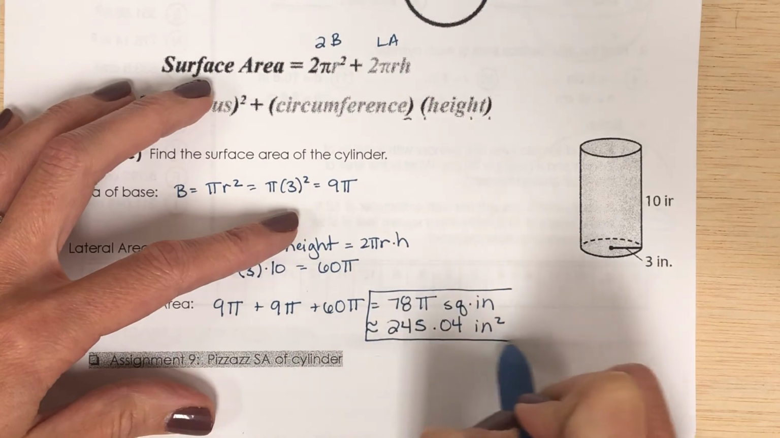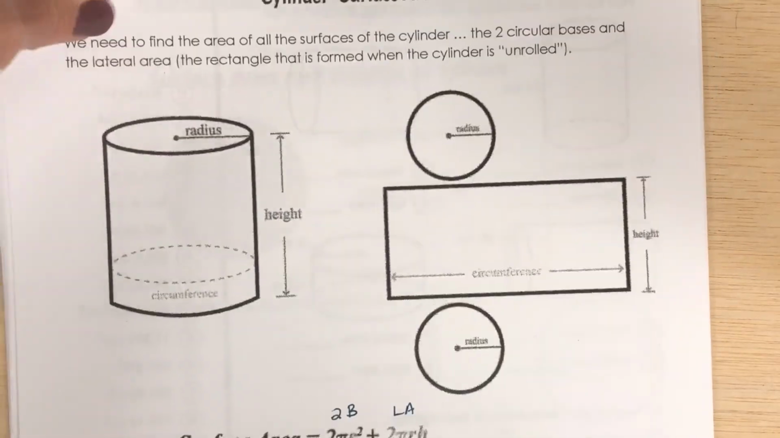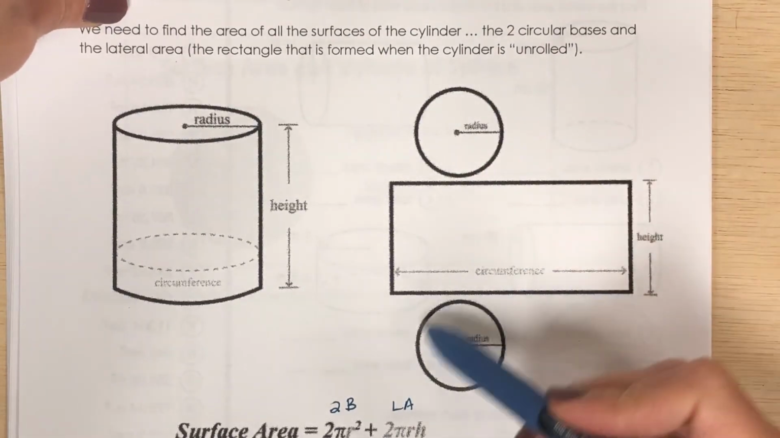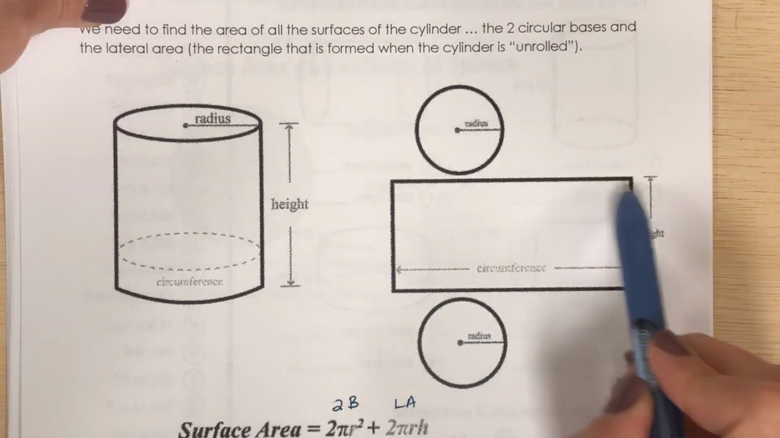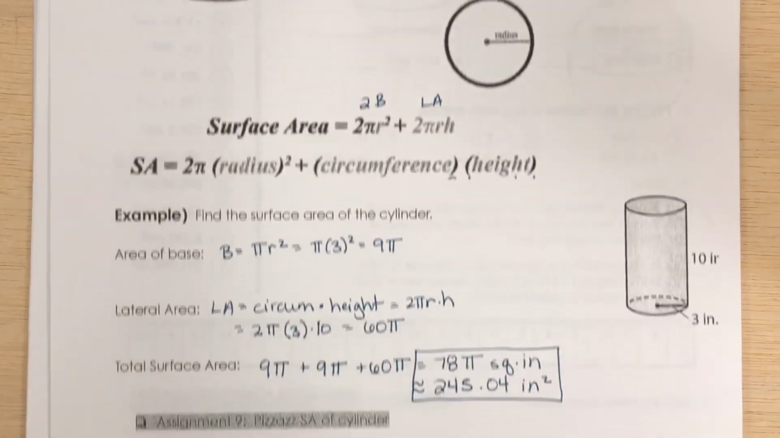So there we go. Surface area, again, is you're finding the area of each base, you're finding your lateral area, which is circumference times your height, and you're just adding everything together.